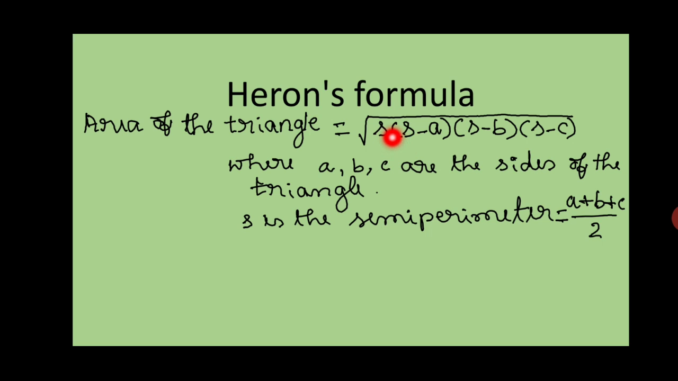Semi-perimeter means what? Half of its perimeter. Semi means half. So, perimeter is the sum of the three sides. a plus b plus c divided by 2 will give you the semi-perimeter of the triangle. Now, let us find the area of the triangle using Heron's formula. Take down one example.